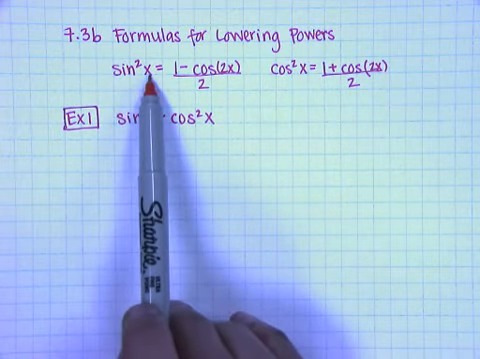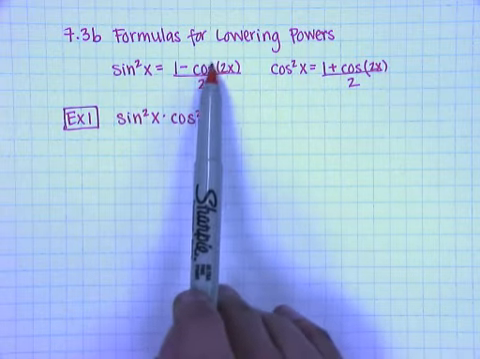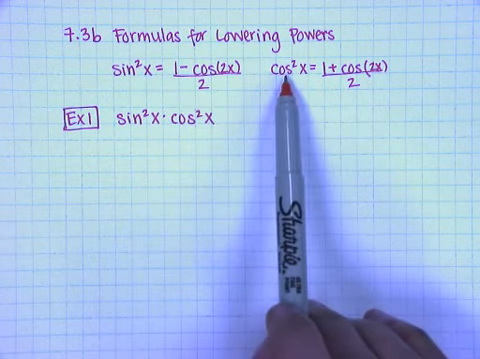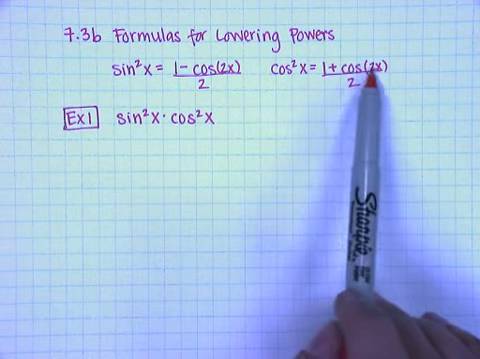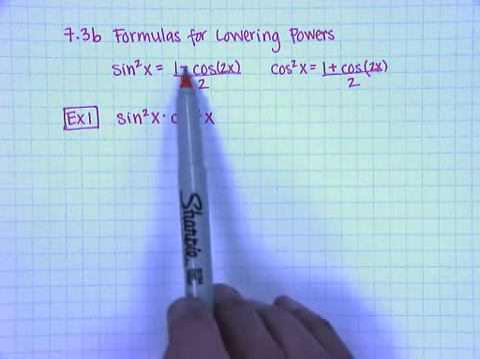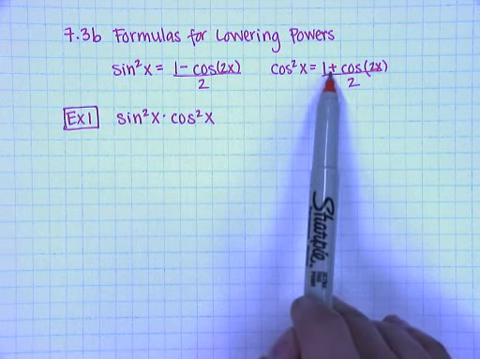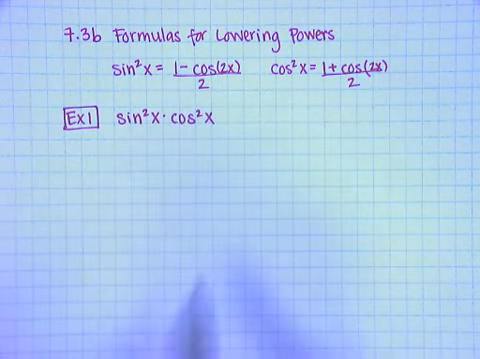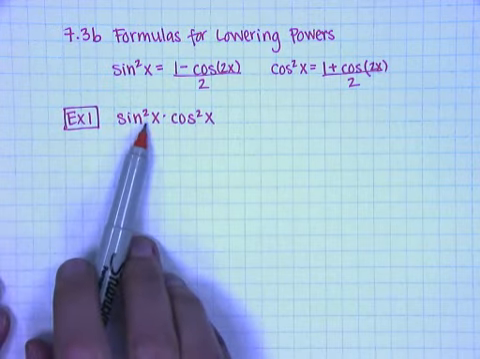So we have sine squared x, we lower the power to a first degree cosine, so we have 1 minus cosine of 2x over 2. And we've got cosine squared equals 1 plus cosine of 2x over 2. Notice these formulas are the same, except that sine uses a minus and cosine uses a plus. So if I'm going to use these two formulas to lower my powers, I'm going to use substitution.